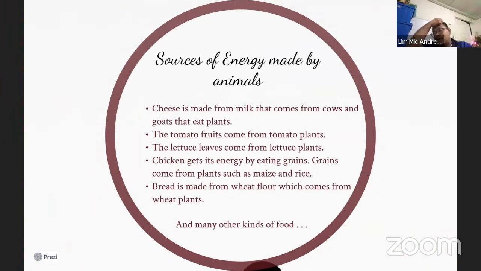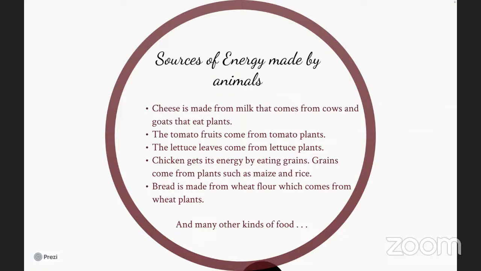Like I mentioned earlier, these are all the chapter summaries that we have discussed in the past. So we have different types of sources of energy. Some energies are made from animals, some are from plants. Cheese, I'm sure you all know cheese, right? Some of you love cheese. Cheese is made from milk that comes from cow and goat. And this cow and goat actually eat plants to survive. The tomato that we use in all the burgers comes from the tomato plants.